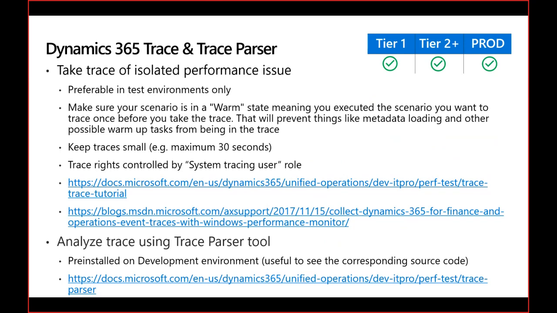Make sure that you have a warm trace, so that means that you already reproduced it once and then you do a second try, so you don't have all the metadata noise inside your trace. Keep traces small, so don't take traces which go to the limit of gigabytes, because they're very difficult later on to handle and to analyze. It's better to take shorter traces and then analyze and search for patterns and try to optimize from there.